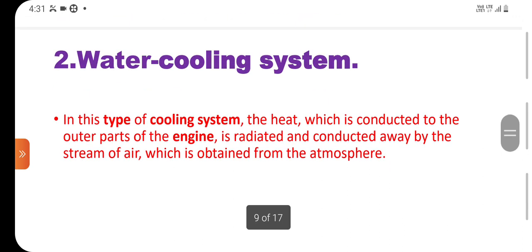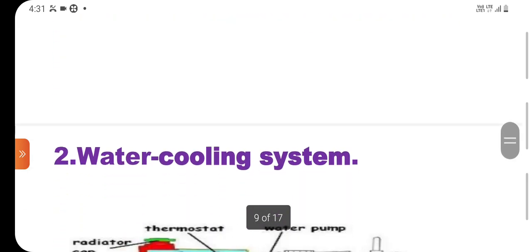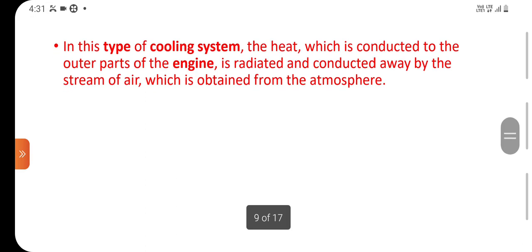Now, water cooling systems. In this type of cooling system, the heat which is conducted to the outer part of the engine is radiated and conducted away by the stream of air obtained from the atmosphere. Actually, water is used for the water cooling systems.